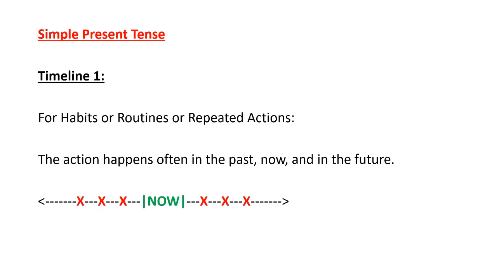Simple present tense. Timeline 1. For habits or routines or repeated actions. The action happens often in the past, now, and in the future. For a clearer understanding, pause the video and look at the timeline below.